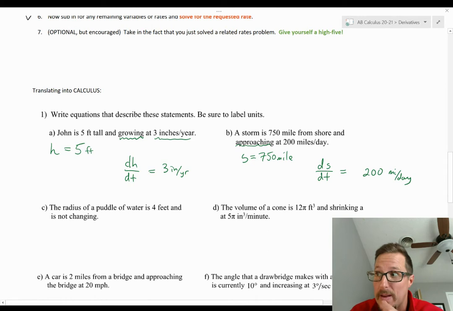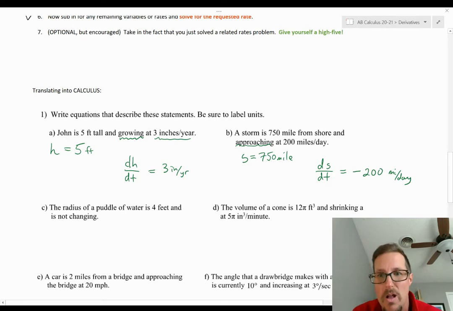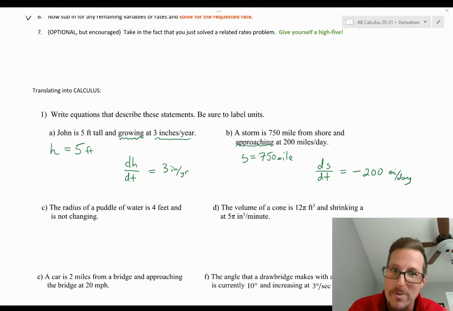Now, hold the phone. What's happening? Is the distance growing or is the distance shrinking? The word approaching means that it's getting closer. So is this distance, 750, getting bigger or getting smaller? It's getting smaller, isn't it? So that means ds/dt is negative. Anytime something is getting smaller, the rate of change is negative. John's height was growing, it was getting bigger, so dh/dt was positive 3 inches per year. So rates can be positive and negative. Keep that in mind.